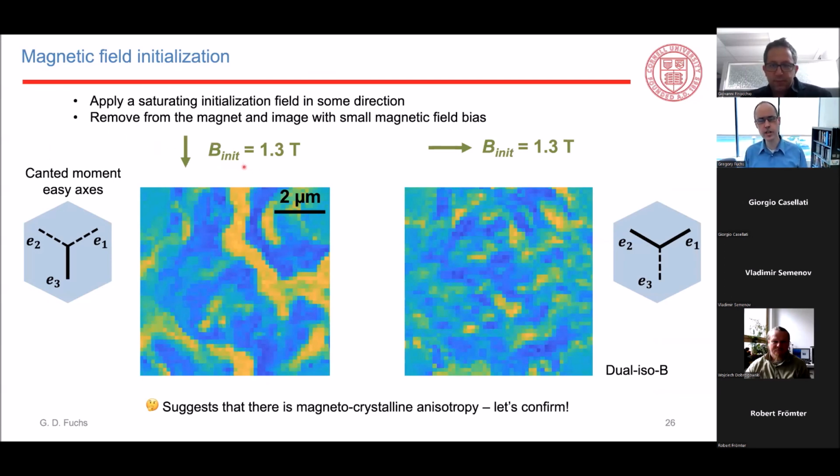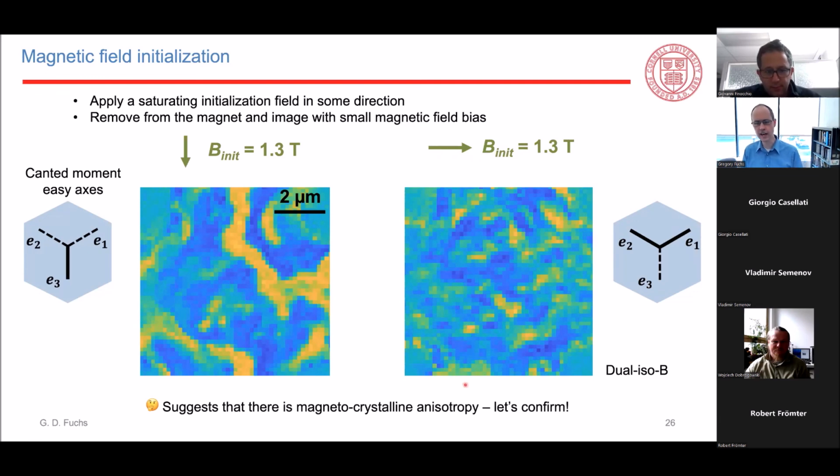In our experiment, what we do is we apply a magnetic field to the sample, but it's only an initialization field. We go to an external setup, we apply a saturating field above a Tesla, it totally saturates the material. Then we take it out of that field and we put it into our imaging setup, which has only a small bias field. First, we apply that field along one of the crystal axes that should be an easy axis for the canted moment, and we see this image. And then we apply it in a perpendicular direction, which is along no easy axis, and we see this image.